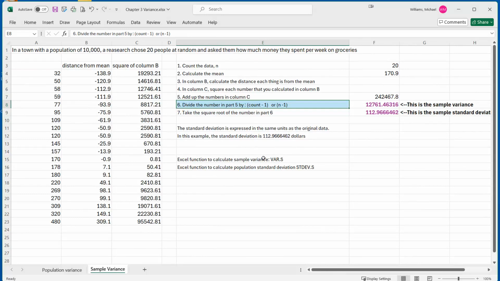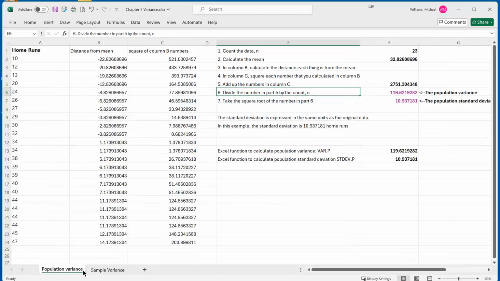Or you could use these functions. Just remember to use the right one. For sample variance and sample standard deviation, you have to have an S on the end of the function. Whereas the last video, we had a P on the end, right? Gotta use the right one.